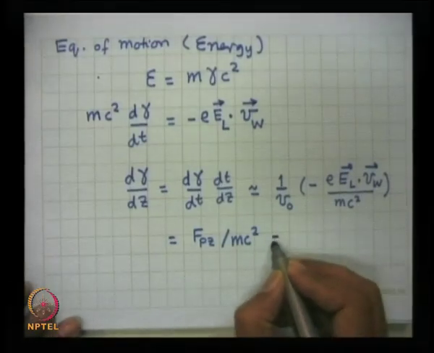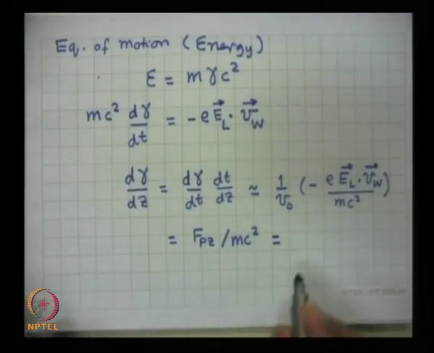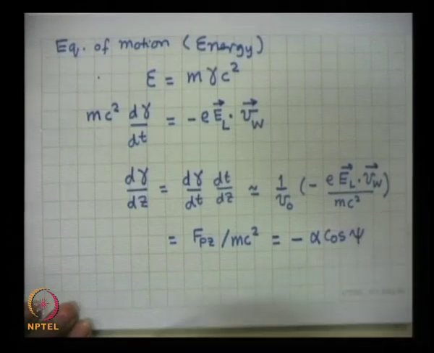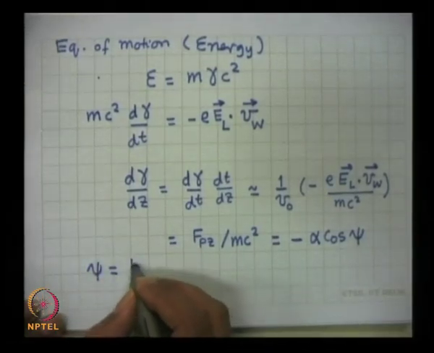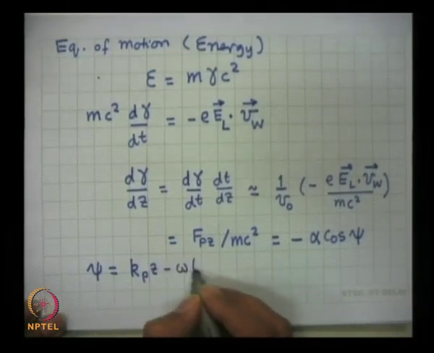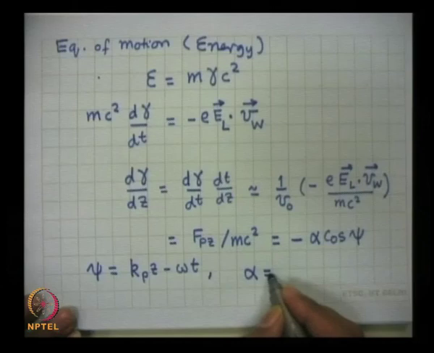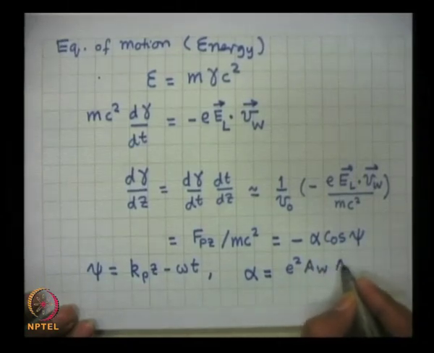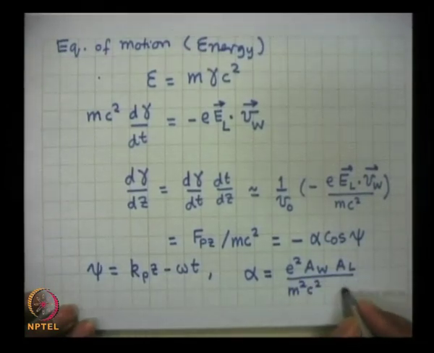Well, if you write down the value of Fpz explicitly, then this quantity turns out to be minus alpha cos psi, where psi is the phase of the ponderomotive force, and I am defining psi as kpz minus omega t, and alpha is related to the amplitude of the ponderomotive force and turns out to be equal to e square AW AL upon m square c square V0 gamma 0 kW.